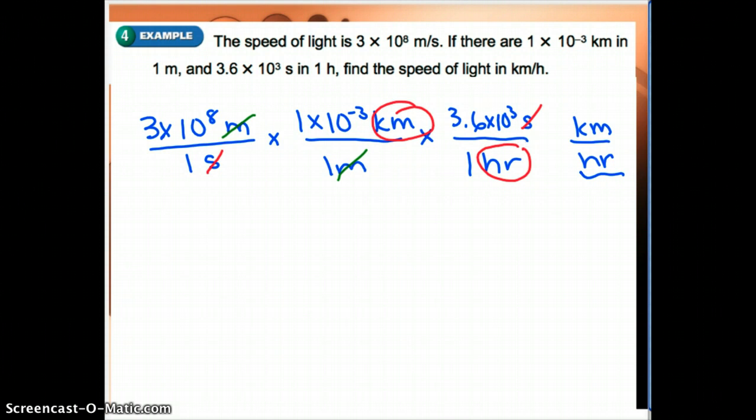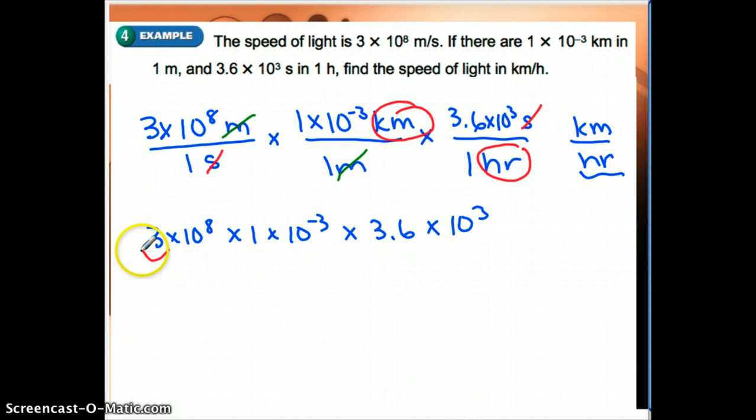So I'm going to be multiplying 3 times 10 to the 8th times 1 times 10 to the negative 3 times 3.6 times 10 to the 3rd. Okay? And when I do that, I'm going to regroup it, but I'm not going to write it regrouped. So I will go ahead and multiply 3 by 1 by 3.6, and that gives me 10.8. Okay? And then I'm going to multiply my powers of 10. So I've got 10 to the 8th times 10 to the negative 3 times 10 to the 3rd. So 8 plus negative 3 plus 3, well, negative 3 plus 3 is just 0, so that's just 10 to the 8th. So I've got 10.8 times 10 to the 8th.